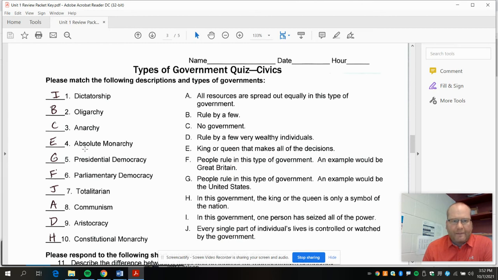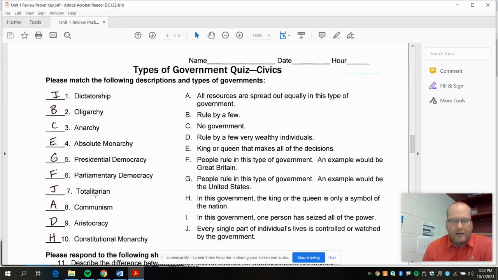Number 4 was absolute monarchy, which would have been E, a king or a queen that makes all of the decisions. Number 5, presidential democracy, which was G. People rule in this type of government. An example would be the United States. Number 6, parliamentary democracy. It was F. Again, people rule in this type of government. An example would be Great Britain or England.